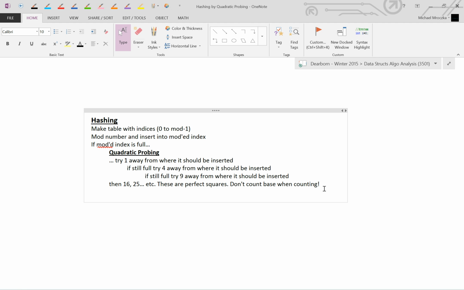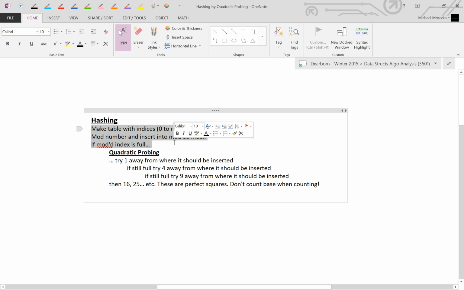So, with that in mind, we start off hashing just as we normally would by making a table from 0 to mod minus 1. And then if we hit a collision, we are then going to do our quadratic probing. We're going to try first 1 away. If that doesn't work, we're going to try 4 away. And if that doesn't work, we're going to try 9 away, and so on and so forth, using perfect squares as our example.